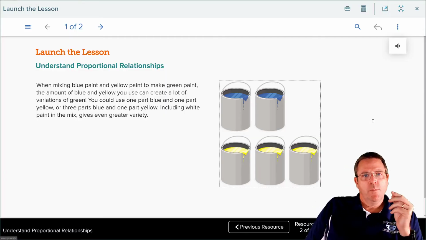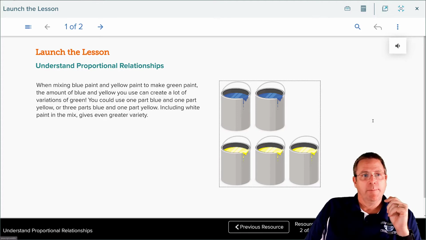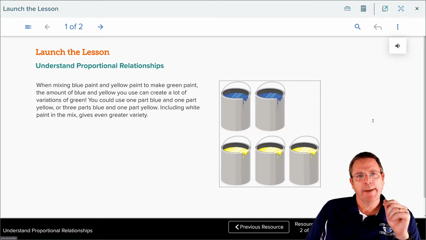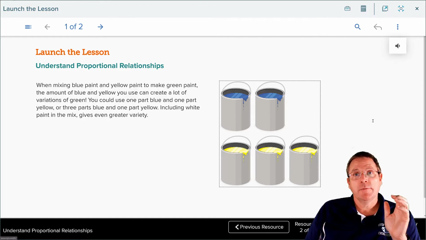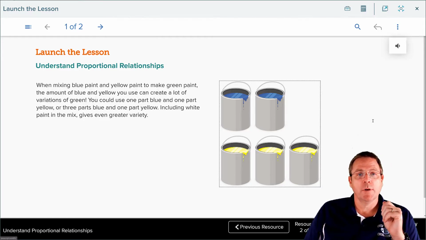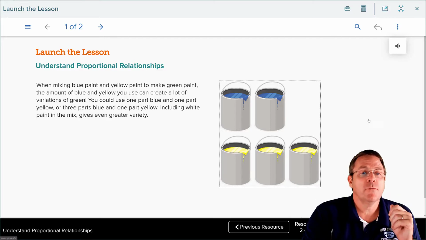When mixing blue paint and yellow paint to make green paint, the amount of blue paint and yellow paint you use can create a lot of different variations in the green. You could use 1 part blue and 1 part yellow, or 3 parts blue and 1 part yellow. Including white paint in the mix gives you an even greater variety.